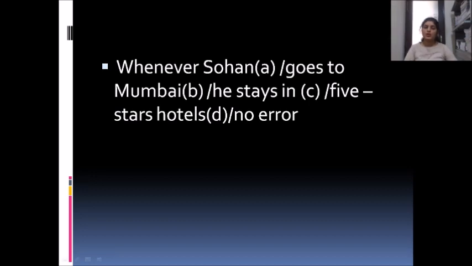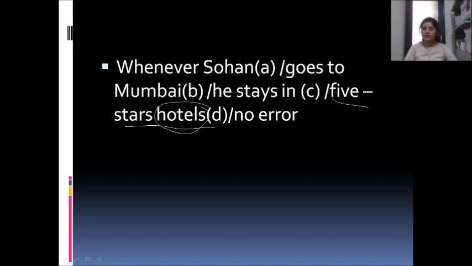Whenever Sohan goes to Mumbai, he stays in 5-star hotels. Now in this sentence, we can see our noun as 5-star hotels. Now we have a concept of compound noun. In a compound noun, one word is our main noun. Here you can see hotels, which is our common noun, so it is the main noun.